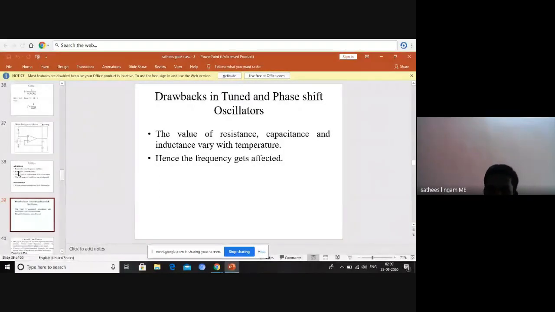According to our tuned oscillators, what are the main components we are using? L and C, capacitor and inductor. In our phase shift oscillators, the main components are resistor and capacitor. So LC here and RC there, that is the only difference. Now, here also we have some drawbacks. The values of resistance, capacitance and inductance vary with temperature.